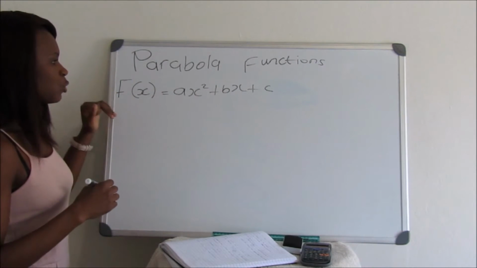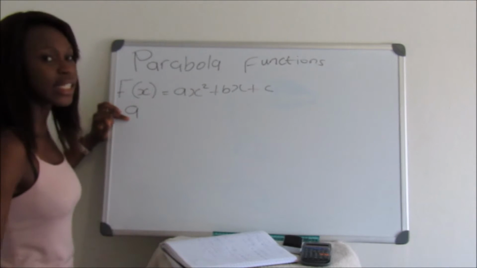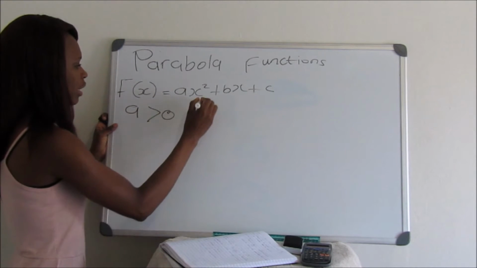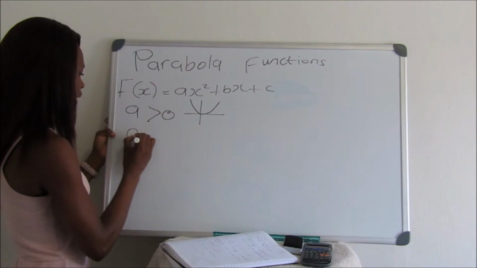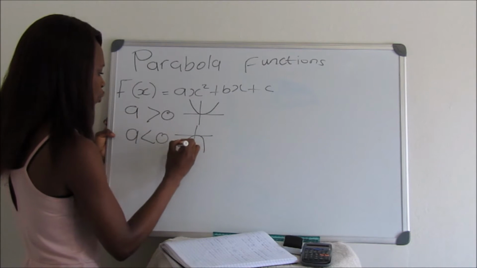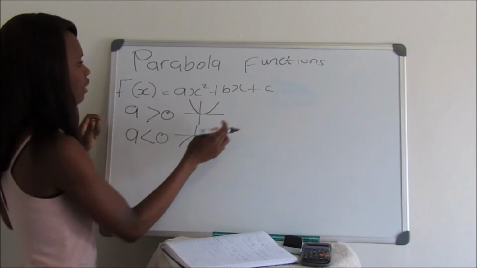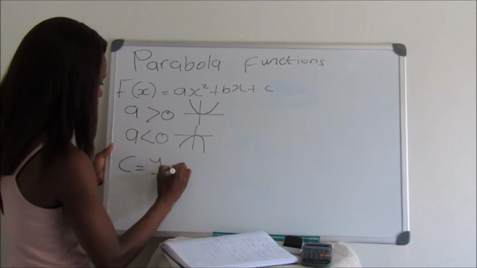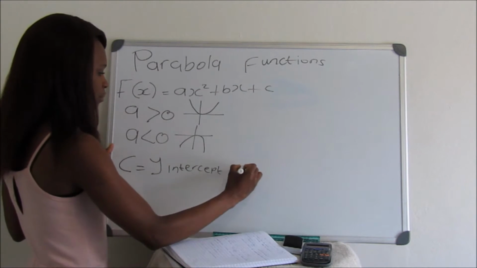From this equation, what you have to take into consideration is a, which determines the shape of the graph. If a is greater than 0, then the shape of the graph will be like a smiley face. And if a is less than 0, then the graph will be convex, like a sad face. Another thing to take into consideration is c, which is the y-intercept of the graph.